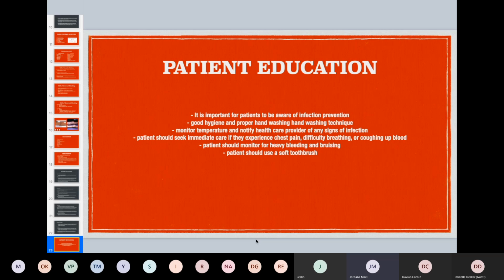Okay, so patient education. It's very important for the patients to be aware of infection prevention, and how important that is. Good hygiene and proper hand washing and hand washing technique. Monitor temperature and notify their healthcare provider of any signs of infection. Patients should seek immediate care if they experience chest pain, difficulty breathing, or coughing up blood. They should monitor for heavy bleeding and bruising, and they should use a soft toothbrush.